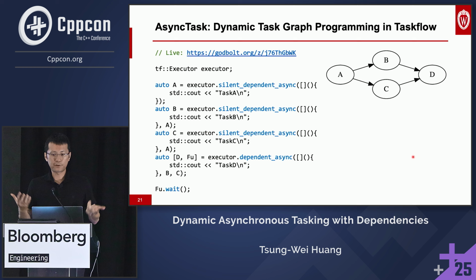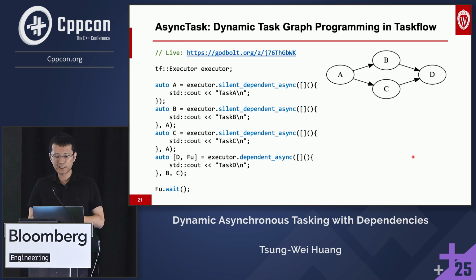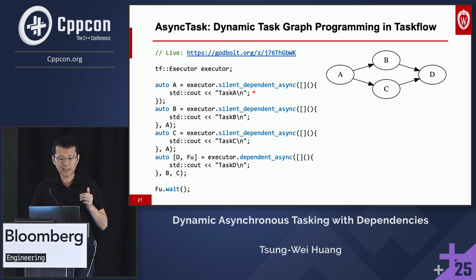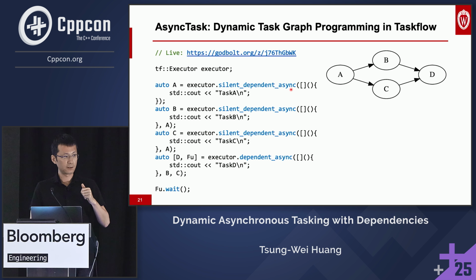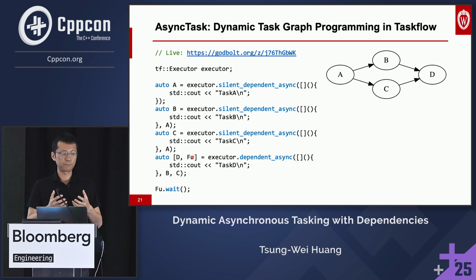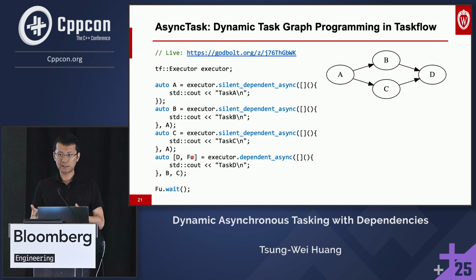Instead of starting everything from scratch, we have built our dynamic task graph programming model and system, called AsyncTask, atop TaskFlow, so we can reuse many of its scheduling facilities. Using the same graph as an example, we can create a task from a C++ lambda function object using the silent dependent async method, or the dependent async method if you would like to acquire an additional future object that allows you to perform task-specific synchronization.